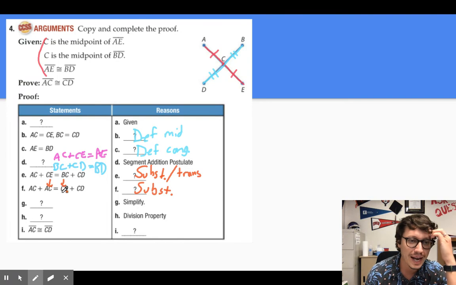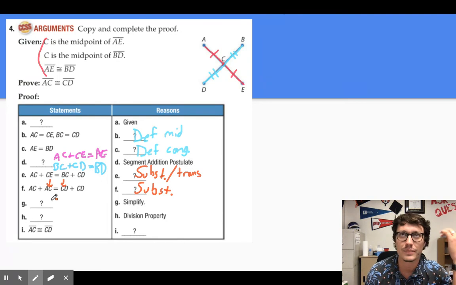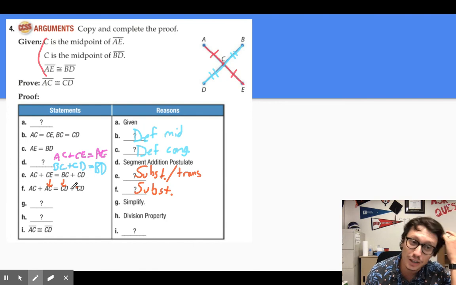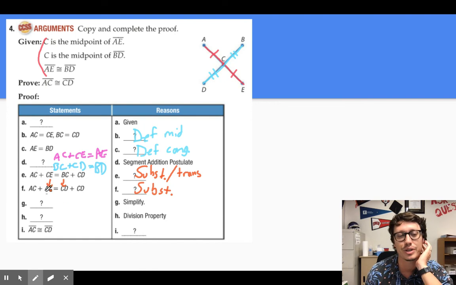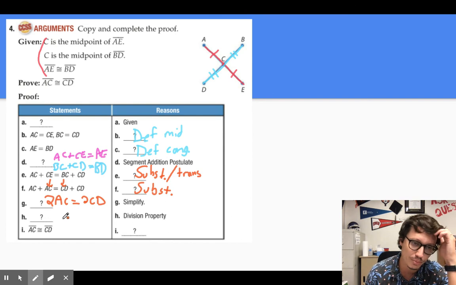Okay, now we have an algebra problem. It may not look like an algebra problem because we have weird variables, but AC plus AC, technically those are like terms. You can have 2AC is equal to CD plus CD, 2 times CD, because if you're adding two of the same thing, you can multiply by 2.